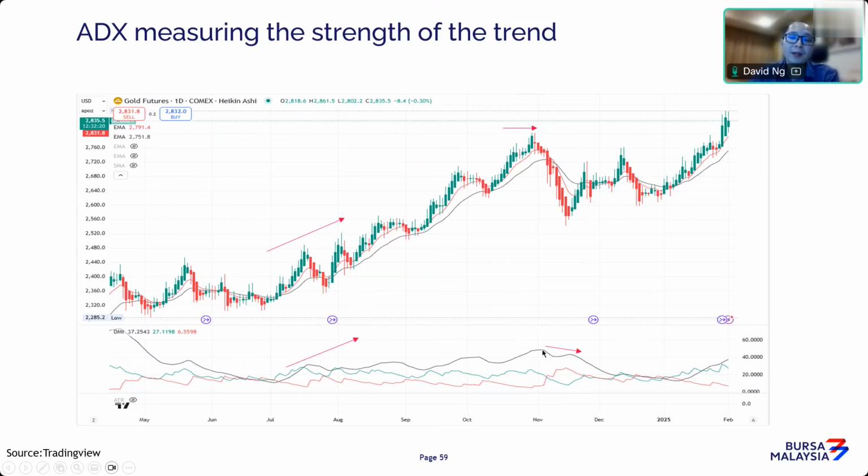Now keep in mind, when the ADX, the black line, starts to decline, it's telling you that this uptrend is losing strength. So when ADX starts to come down, it tells you that this uptrend is probably going to peak and may head in a different direction. So ADX gives you additional information on the strength of the trend. DMI doesn't only tell you the direction of the trend, but also the strength of the trend, which is very important.